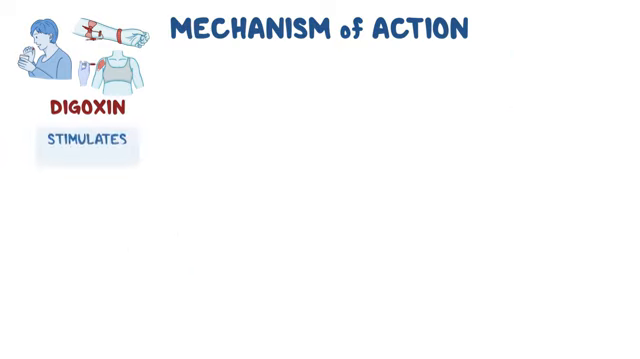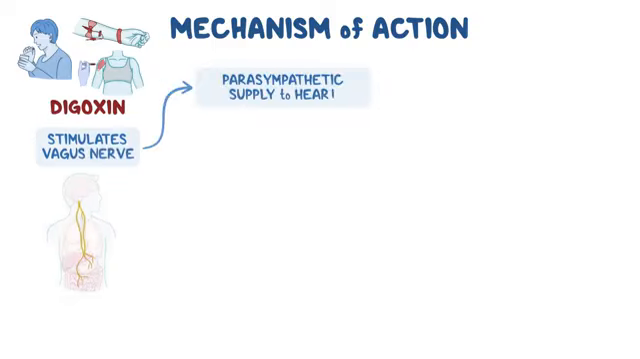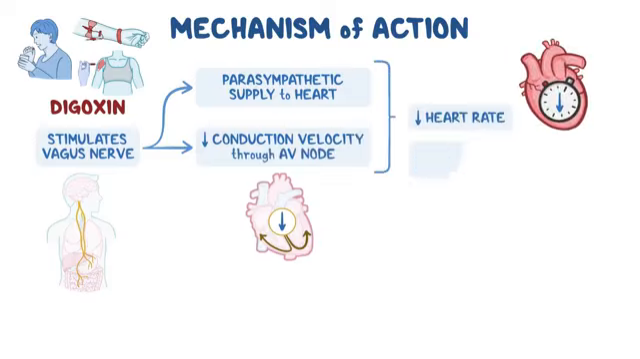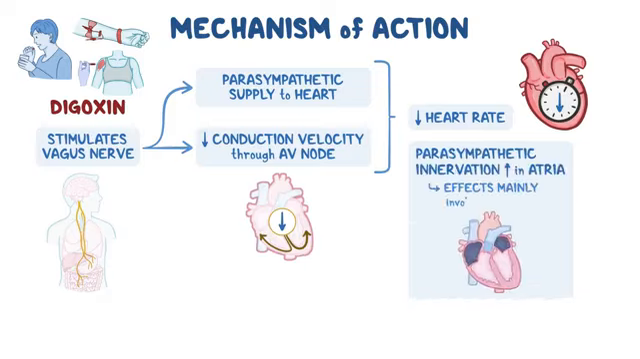Digoxin also stimulates the vagus nerve, which provides the parasympathetic supply to the heart and reduces the conduction velocity through the AV node. These two effects combined result in a decreased heart rate. But because parasympathetic innervation is much richer in the atria, these effects mainly involve the atria.